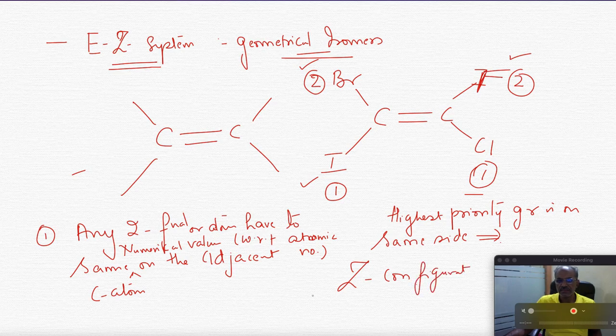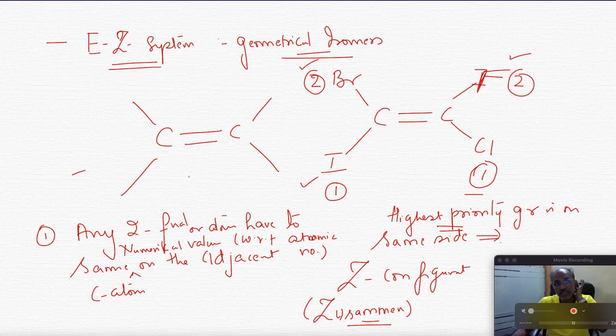Z, again this is a German one. Z means Zusammen. Just don't go on the name, it's very difficult for us Indians to pronounce it. This is a German word, Zusammen. In short you say Z configuration. If the highest priority group is on the same side, then it is known as Z configuration, right? Just make a note of it.